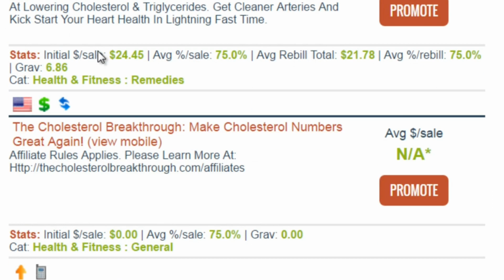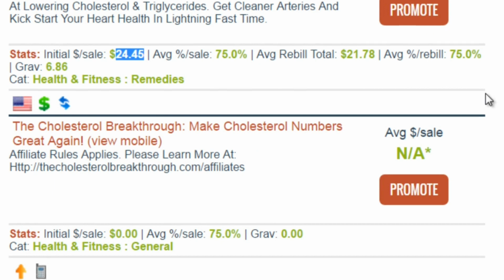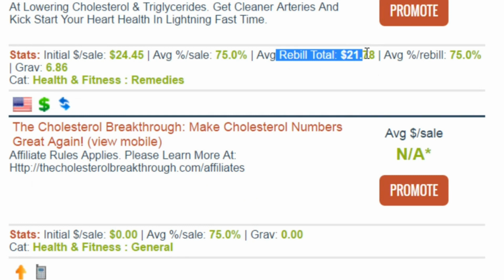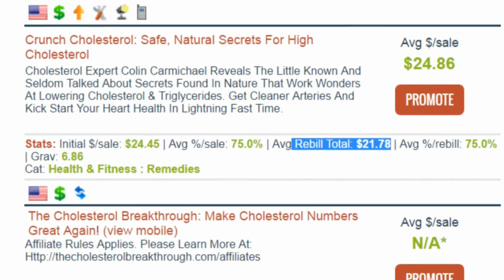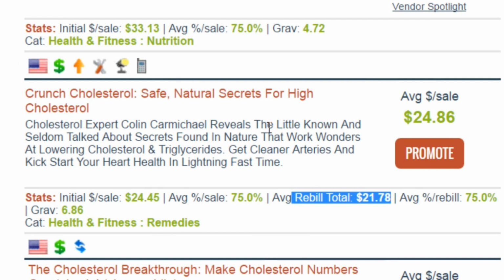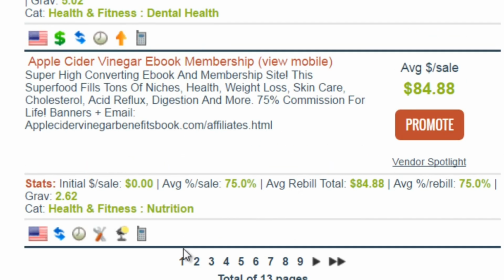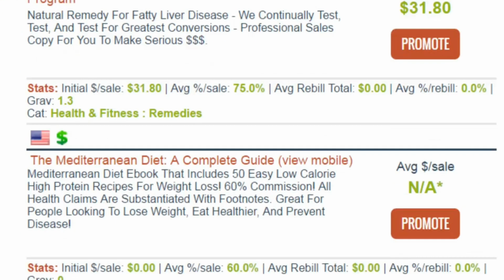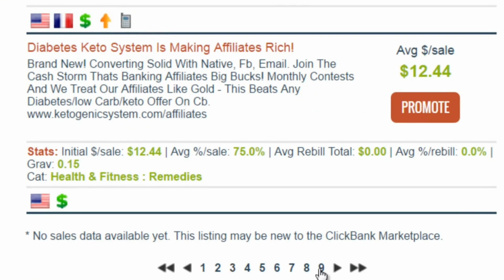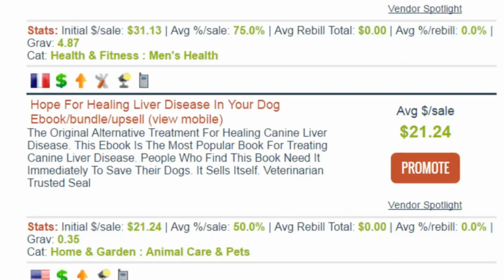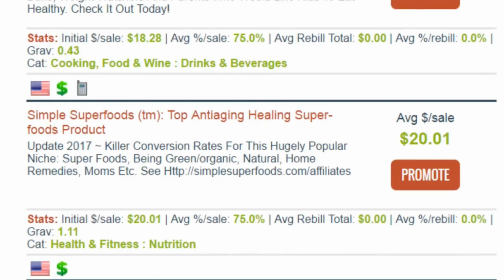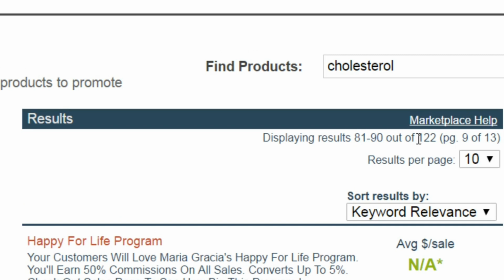And as you can see here, the initial sell is $24.45, and that means that you're going to get that amount of money. And some of these have rebill. So some of these have recurring membership sites attached to it. So if you sell it once, you can get paid over and over again over the course of a few months. So what we're trying to do is just glance really quick. You don't have to buy anything right now. Just kind of get an idea. Are there actually affiliate products out there that we can sell and promote and get a commission? And we can see that there is indeed 122.